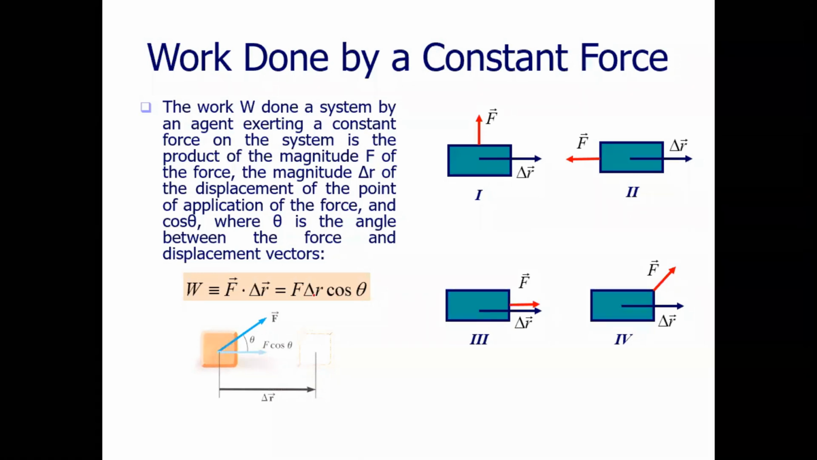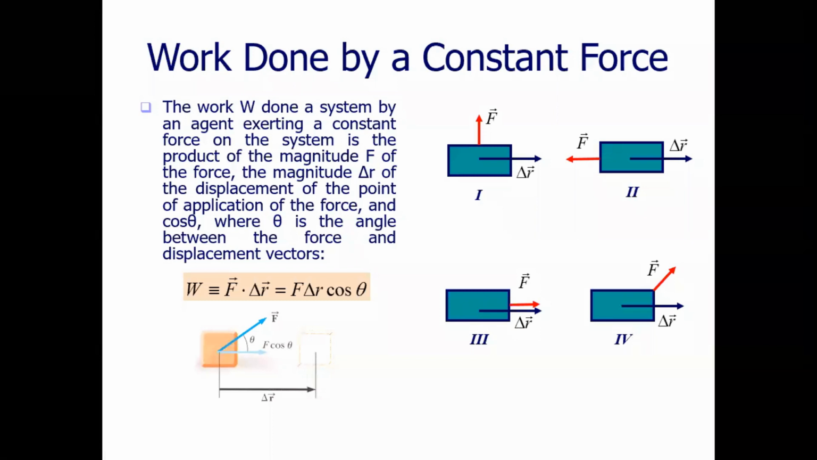In these four diagrams, the displacement is indicated by the line in blue. This is the displacement vector in each case. It is to the right, that's what we have been told. Now let us try scenario number 1. What is the angle between the force and the displacement in scenario number 1?